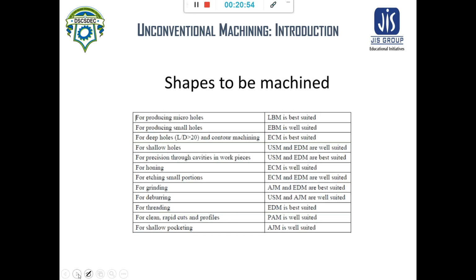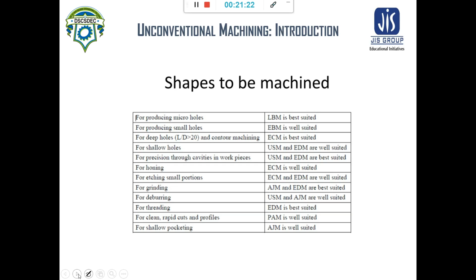Now similarly we have to see the shape. According to the shape we can see in this table what machining process is suited. For example, for micro holes, LBM is best suited for producing small holes. EBM will be suited for deep holes. ECM will be suited for shallow holes.